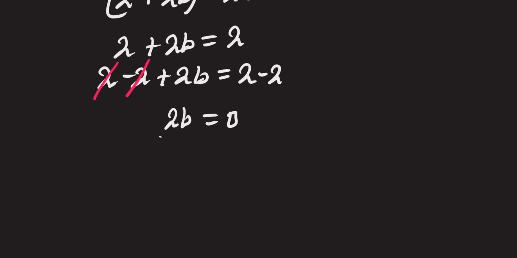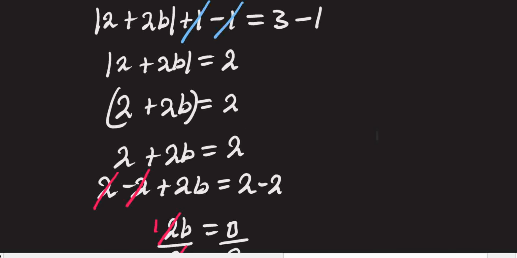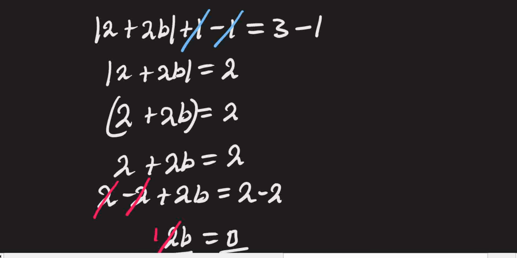And now we can divide both sides by 2. 2 divided by 2 is 1. Therefore, b, 0 divided by 2 is 0. So b is equal to 0. So this is the first answer. We can also go back and continue from here.